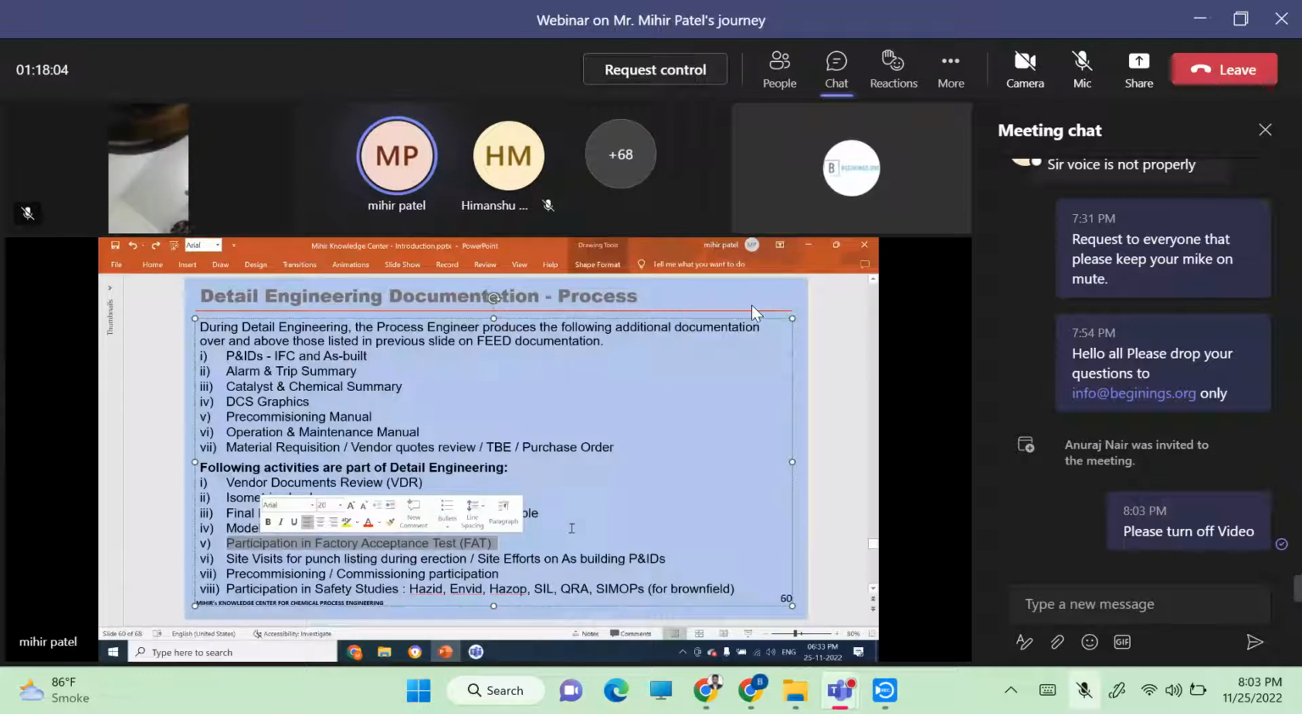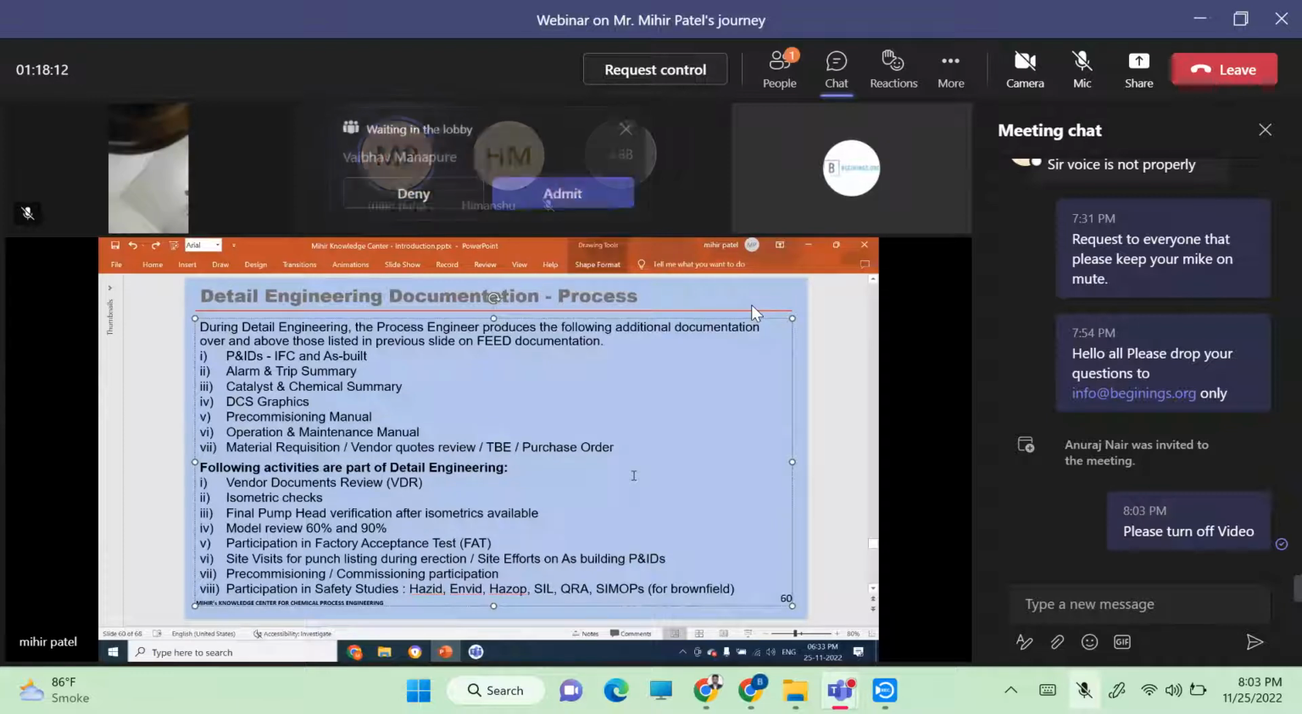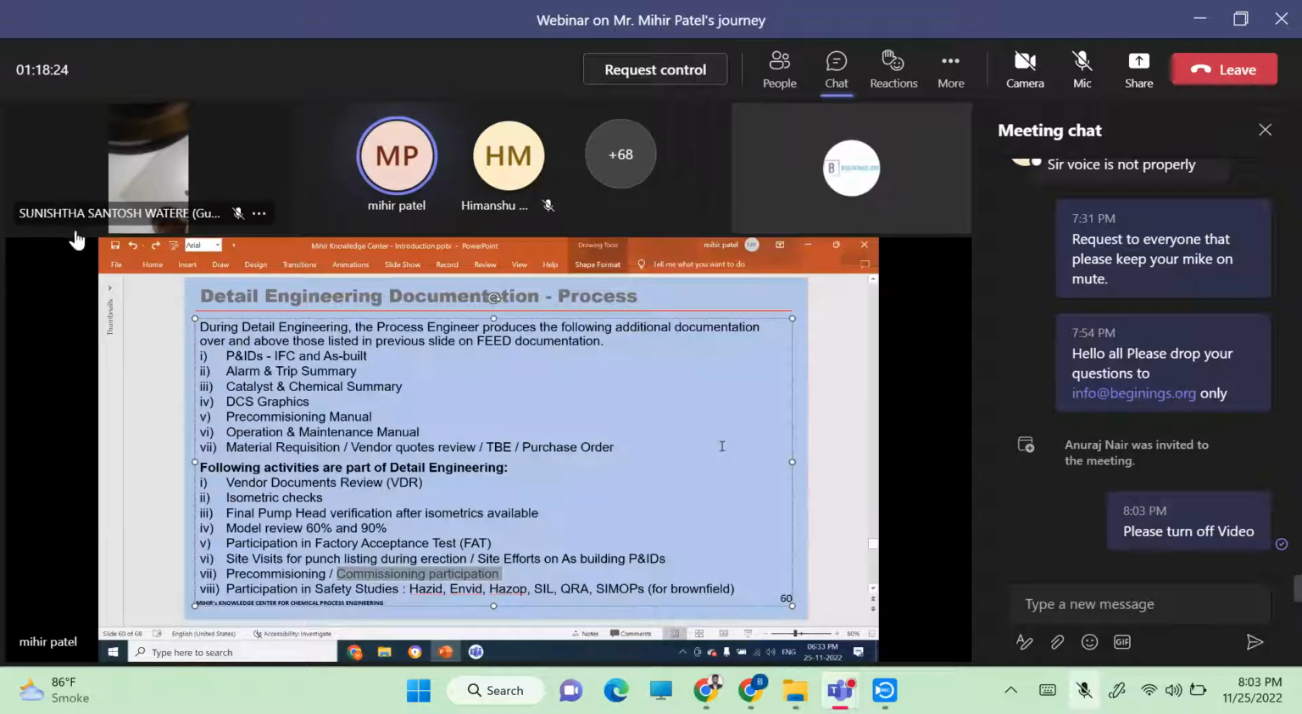PLC, DCS. Site visits for punch listing. These are all part of detail engineering documentation. Okay. And finally, if the commissioning and all is there, then you participate in that also. Commissioning is the cream of a process engineer's job, huh? Because you actually see the equipments come alive, what you have engineered. So it is a very good stage of a process engineer in a project.